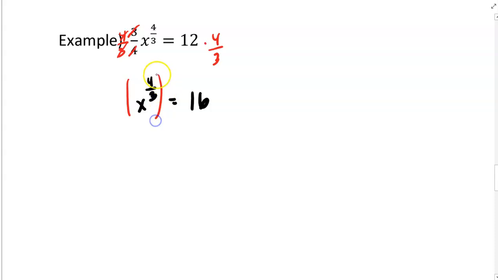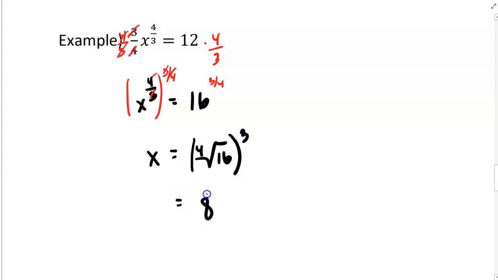So now we'll go ahead and get rid of the power by using the reciprocal power. That's kind of the moral of the story for this lesson. We have 3's that cancel, 4's that cancel, and we get x is equal to the fourth root of 16, which is 2, raised to the power of 3, giving us an answer of 8.